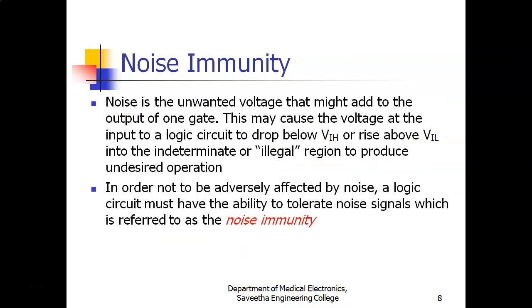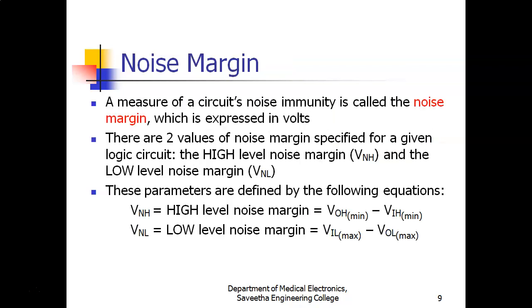Noise immunity. Noise is the unwanted voltage that might add to the output of the gate. It may cause the voltage of the input to a logic circuit to drop below the input high voltage, or rise above the input low voltage, into the intermediate or illegal region to produce undesired operation. In order not to be adversely affected by noise, a logic circuit must have the ability to tolerate noise signals, which is referred to as noise immunity.